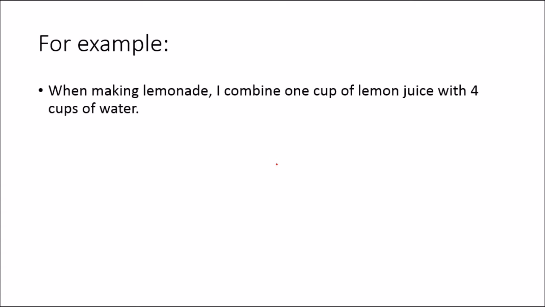Okay, for example, I combine 1 cup of lemon juice with 4 cups of water when I'm making lemonade. Now what I'm talking about here is the ratio of lemon to water. And so I would just write that ratio as 1 to 4.